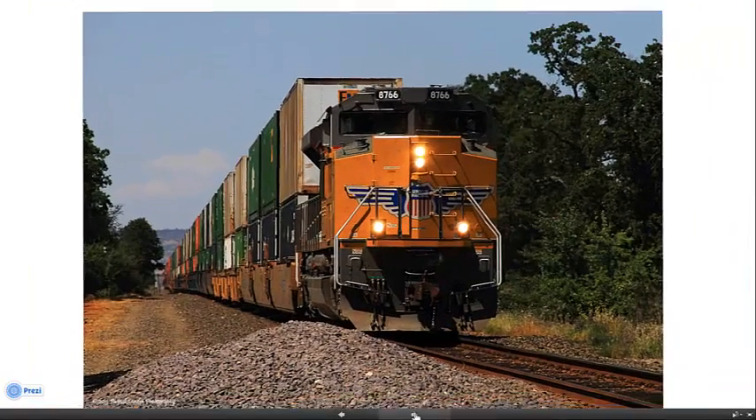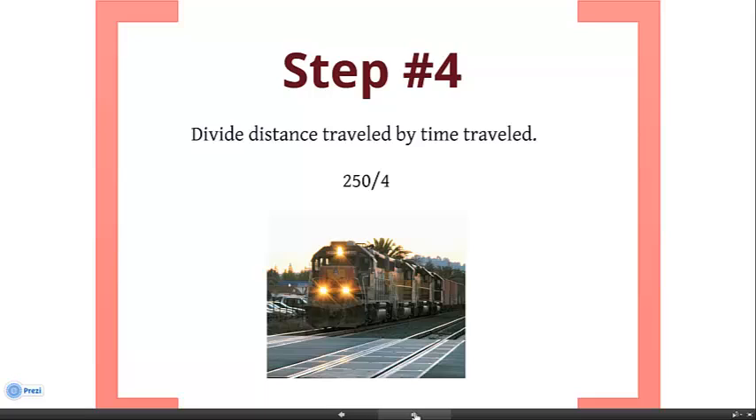Step 4. Now, we finally have enough information to calculate the speed. Divide the distance covered by the time it took to cover the distance to calculate the speed of travel. In other words, we will divide distance traveled by time traveled. In this case, we will divide 250 by 4.